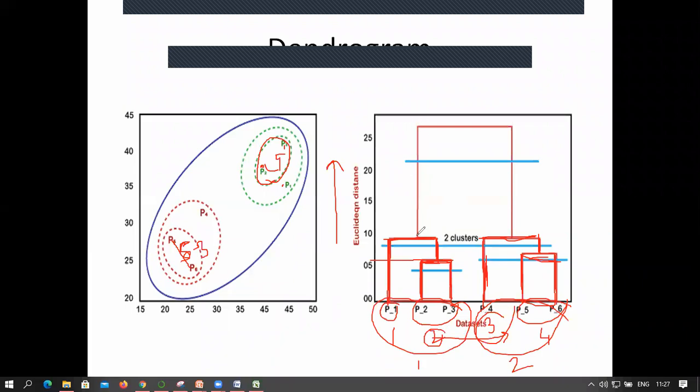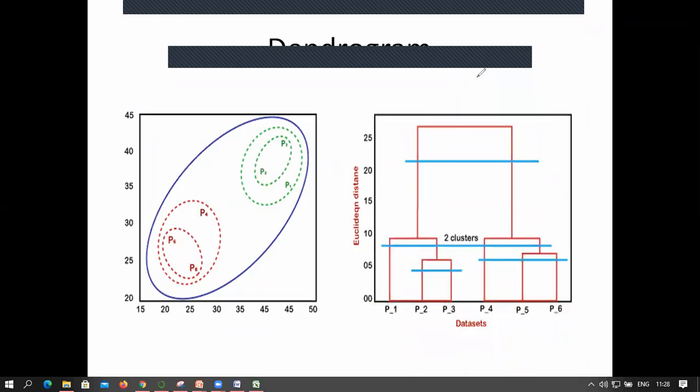So again, I will take a line from the center of this, and over here also from the center of this, and the length of that is till, suppose, the intercluster distance of 27. Okay, so you can join them now. So this is your dendrogram, and this is how to create these rectangle type of structures.